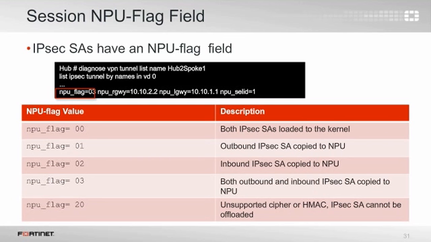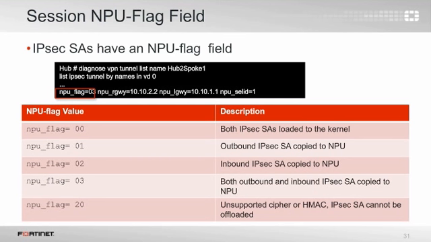Second, if the first IPsec packet that arrives is an outbound packet that can be offloaded, the outbound SA is copied to the NPU and the NPU flag changes to 01. However, if the first IPsec packet is inbound and can be offloaded, the inbound SA is copied to the NPU and the NPU flag changes to 02. After both SAs are copied to the NPU, the flag changes to 03.